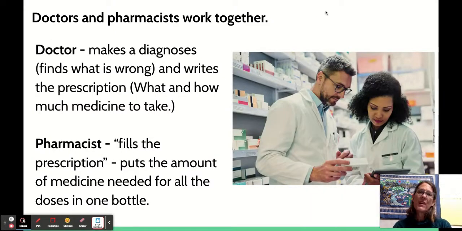So doctors and pharmacists work together. The doctor makes a diagnosis, which means they find out what's wrong, and writes the prescription. And that is what and how much medicine to take. And then you bring that to the pharmacist and they fill the prescription, which means they look at it and put the amount of medicine needed for all the doses into one bottle. So an adult might get a bunch of tablets, just the right amount that they need, and a baby would get an oral suspension.